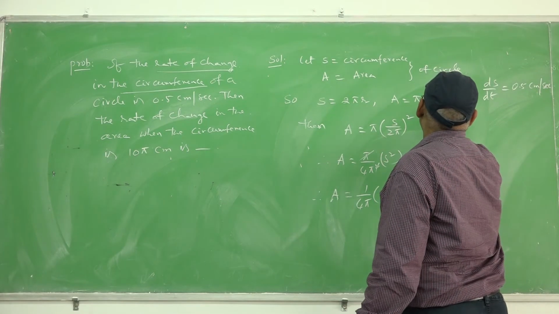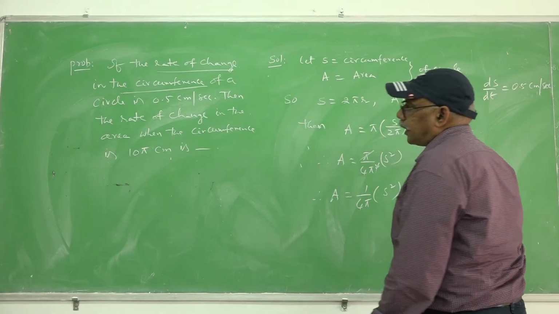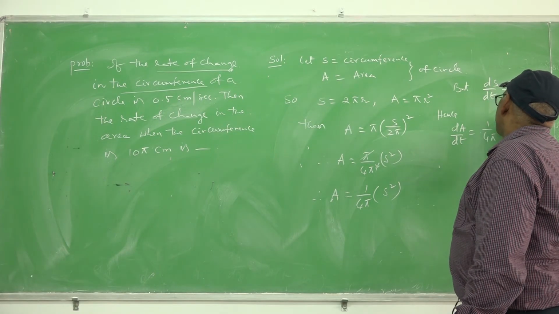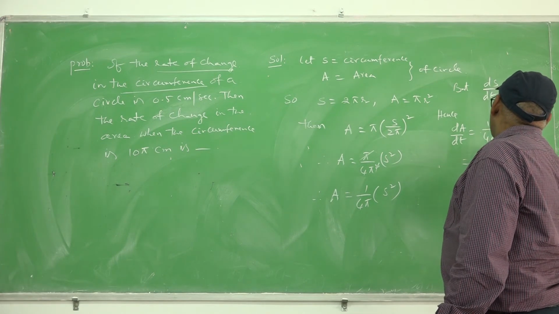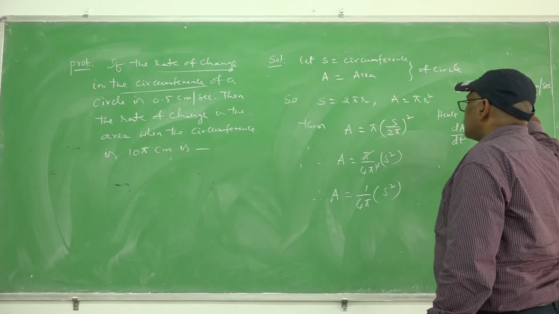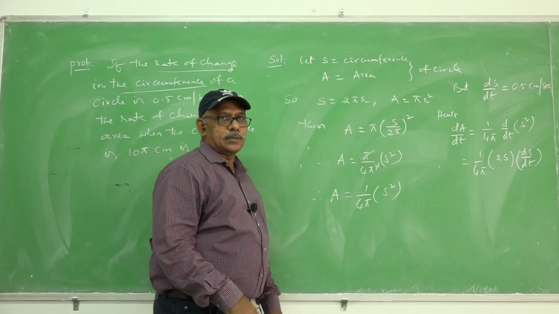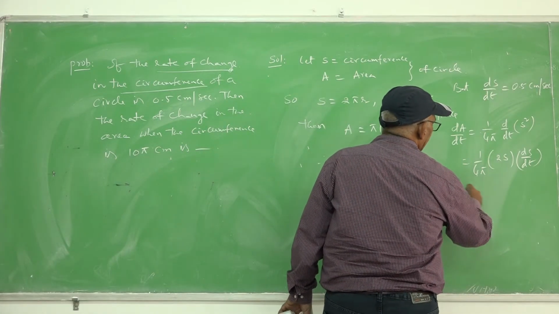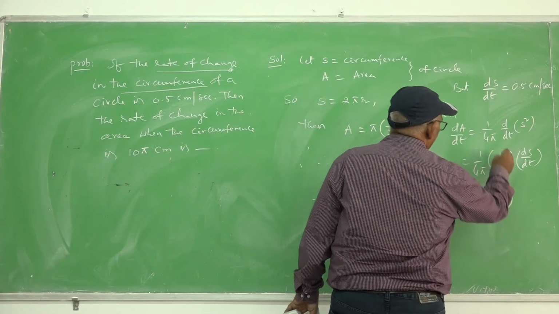Hence, dA by dt, the rate of change in area, is 1 by 4 pi constant into d by dt of S square. That is 1 by 4 pi into 2S into ds by dt, because this is a function of S. Taking derivative with respect to S, we get 2S, and S is depending on t, so ds by dt follows. That is S by 2 pi into ds by dt. These two cancel 2 times.